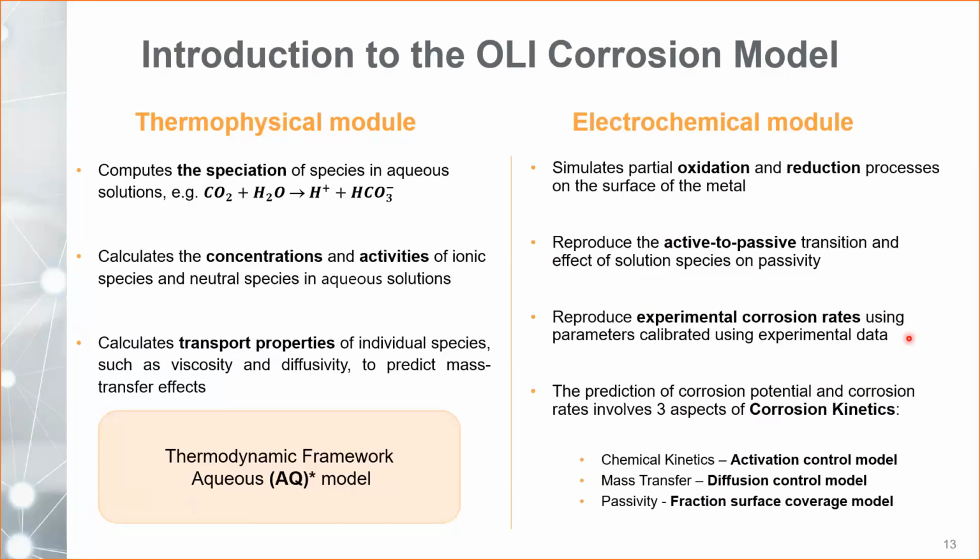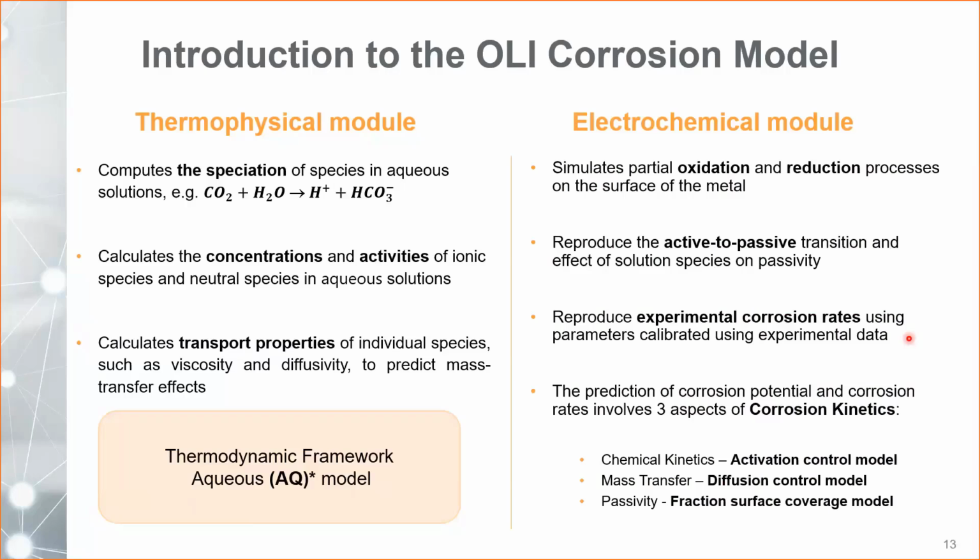So if we have, let's say, stainless steel 304, what we have done is we have investigated different environments for 304 stainless steel, where we find the corrosion rates in chloride environments, H2S environments, CO2 environments at different temperatures, different pH values, etc. And all of that experimental data is then used to calibrate this specific electrochemical module.